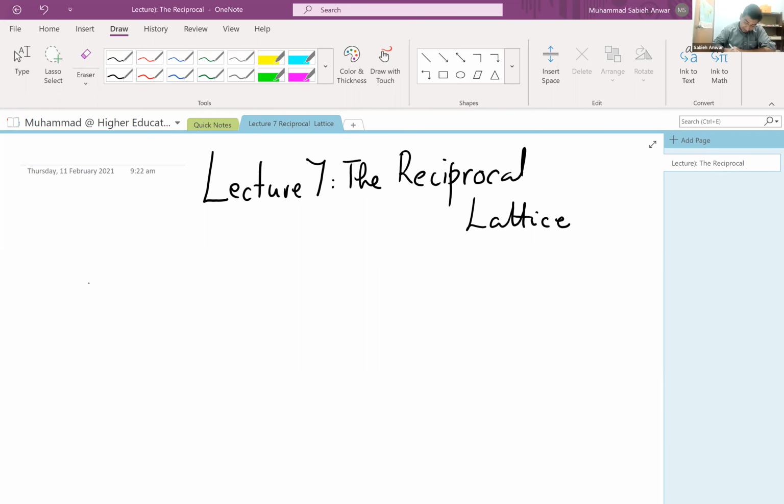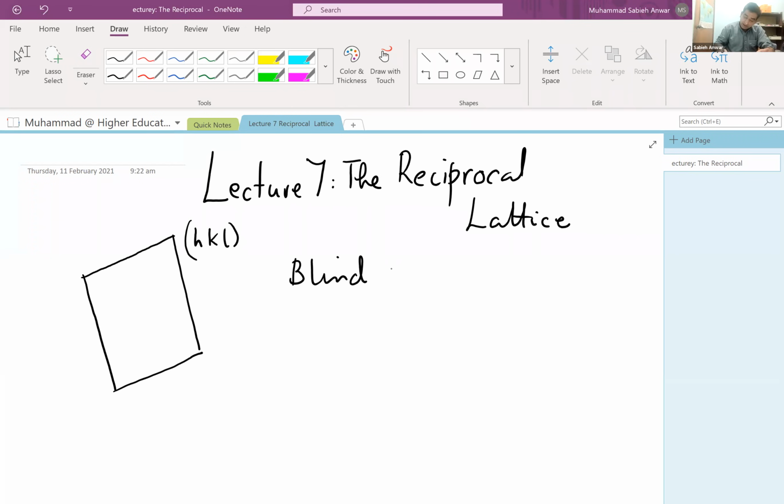Suppose I have a plane inside a crystal, and we index planes by the Miller indices hkl and put them in parentheses. Now, one idea is to draw the plane itself and put the indices next to it. So this will identify the plane. But another approach is what I would call the blind man's stick approach.